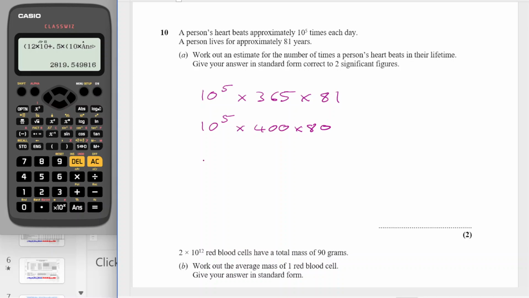That's going to become 10 to the power 5 times by 4 times 8 is 32 with 1, 2, 3 zeros. And then I've got to convert that into standard form. That's going to become 3.2 times by 10 to the power. I've moved that 4 places plus the 5 there, so to the power 9. So I would go 3.2 times 10 to the 9.